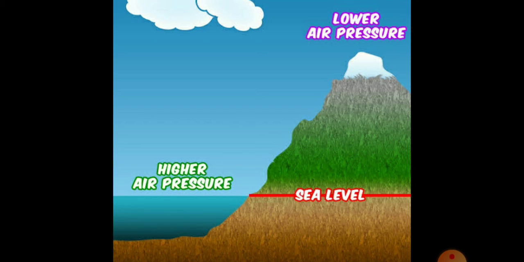The major difference between temperature zones and pressure belts is that the temperature zones are continuous and are spread from the equator to the pole, from torrid to frigid. Pressure belts are not continuous, and areas of high and low pressure are found in different regions from the equator to the pole.